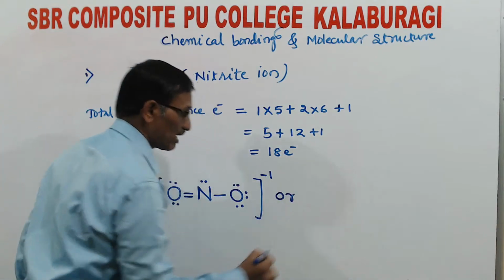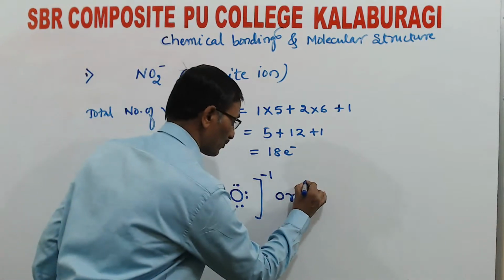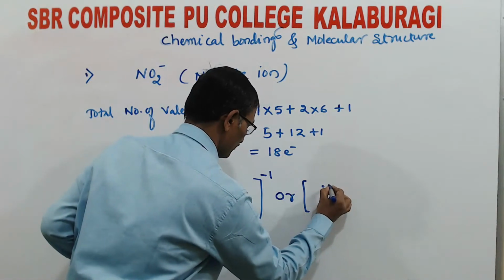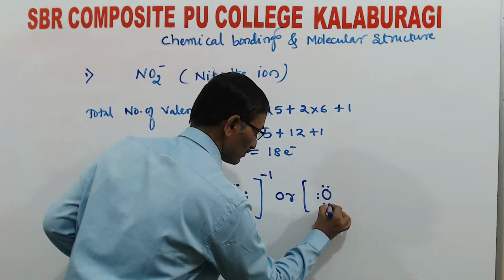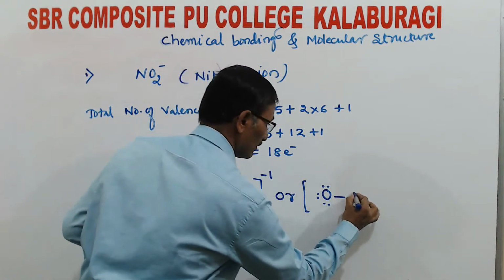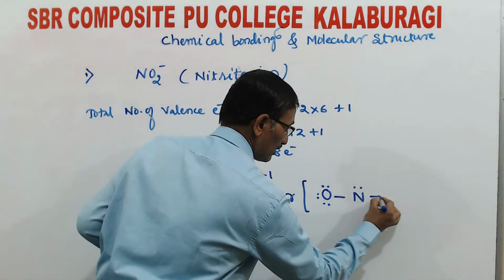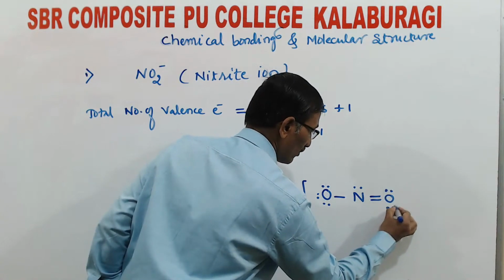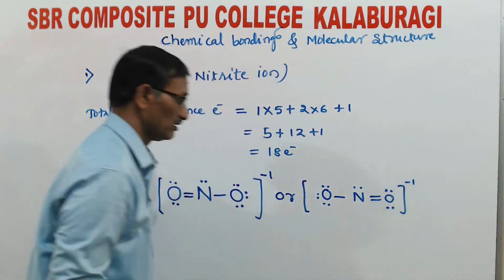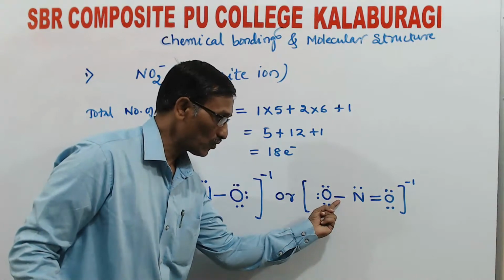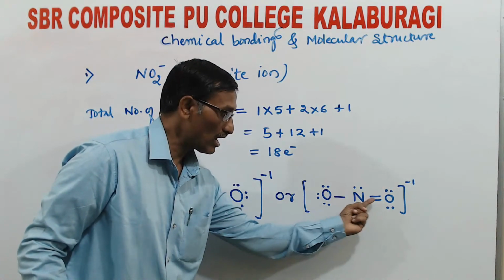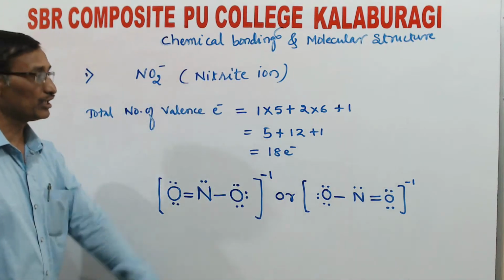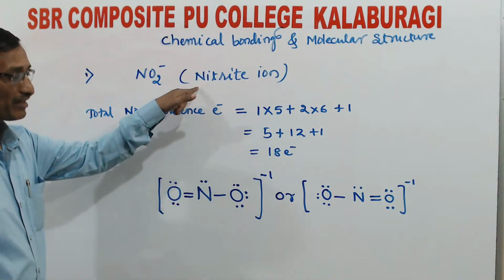Even we may write the same species in this way also. Or we can write oxygen like this. Now I will take nitrogen atom. Here I will show a double bond. Now again net charge minus 1. Let us see here, 6 plus 2, 8. 2 plus 2, 4. Again, 4 plus 4, 8. Now this is also 8. Like this, we can write the Lewis structure for the nitrite ion.